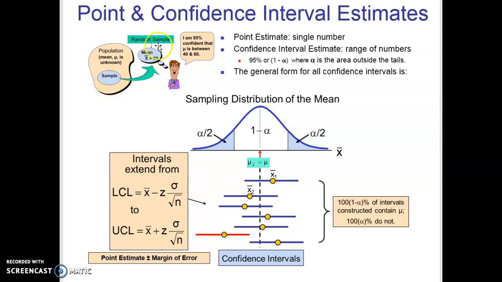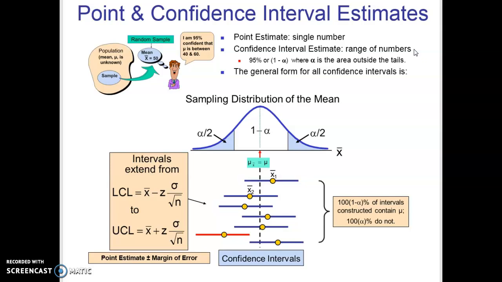Let's imagine that the mean of the sample, x bar, is 50. Well, a point estimate would be just that. It would be 50. We would assume that the population mean is 50 because our sample mean is 50. However, that's not the common way of using inferential statistics. What is common is a confidence interval estimate, which is a range of numbers.